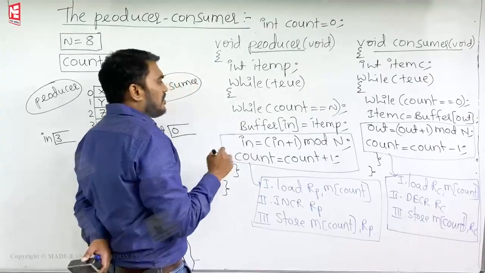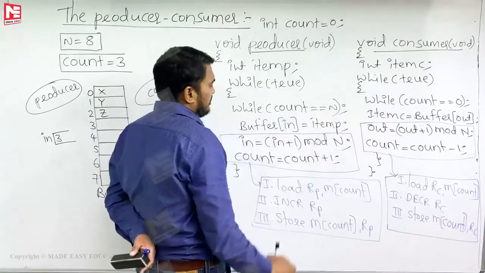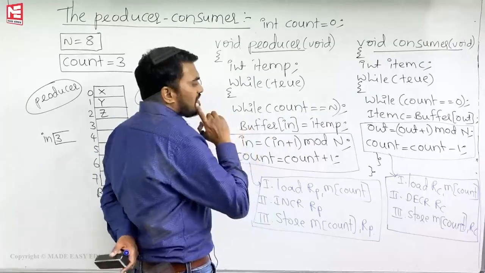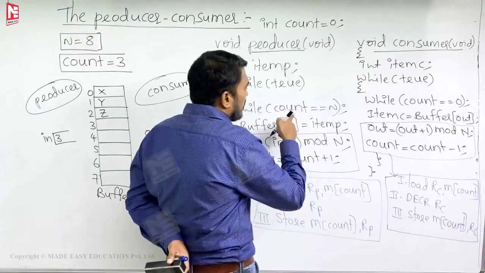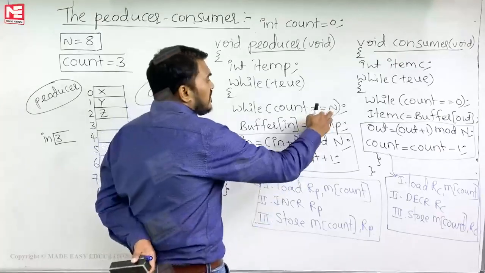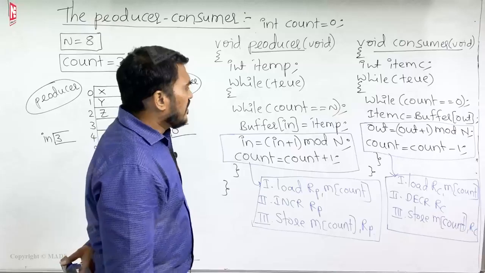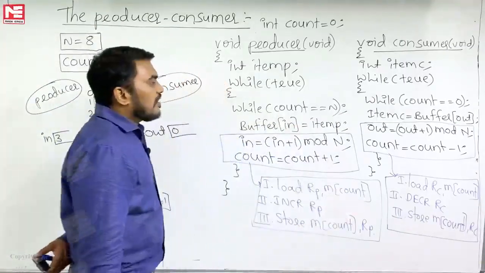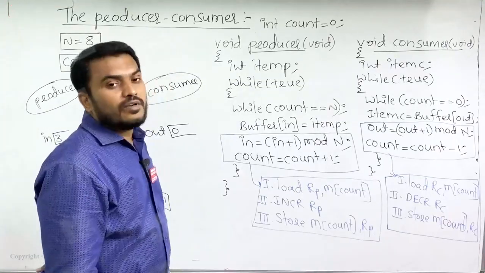What is this condition here? Look carefully. While count equal to n. Listen here. While count equal to n, the answer सुनो अच्छे से. Count will tell you the total number of items present in the buffer at any point of time. N will tell you the total slots in the buffer. So total slots in the buffer is 8. अगर count भी 8 है, count is equal to n है, तो इसका मतलब क्या होता है? Buffer is full.